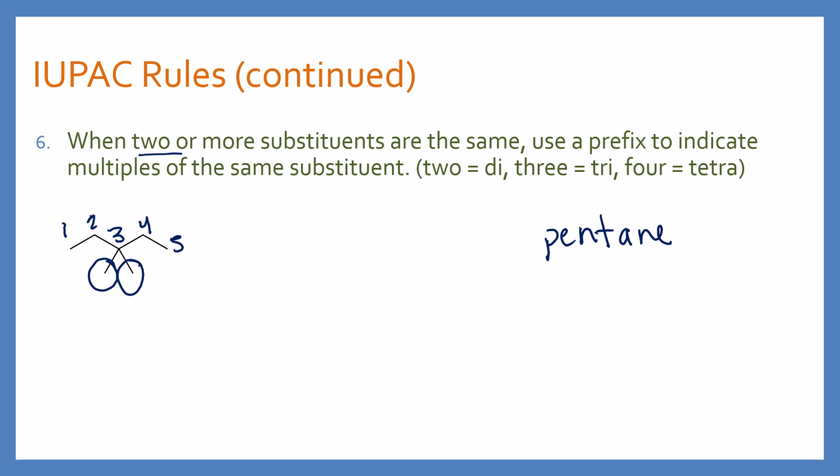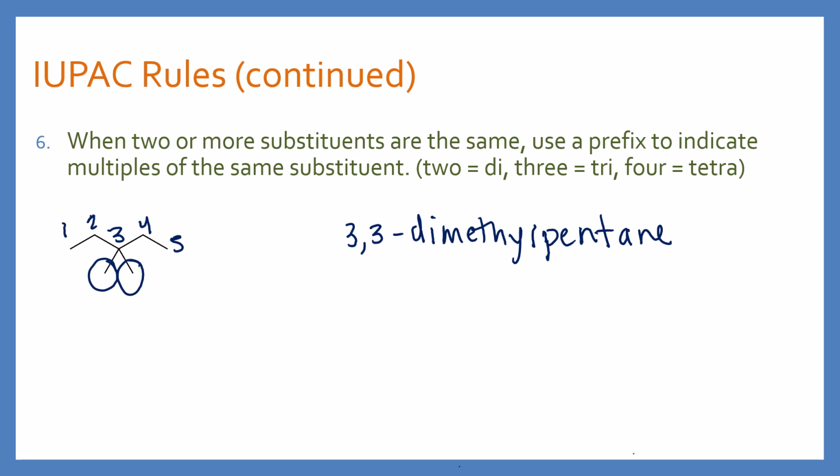So this is that 2 or more substituents are the same rule. Instead of saying 3-methyl, which is kind of redundant, I'm going to say 3,3-dimethyl. So the di tells me that I have 2 methyl groups on the same compound without having to list out a whole bunch of repeat groups. And then I'm grouping my locants together because I'm using them to describe my 2 methyl groups.